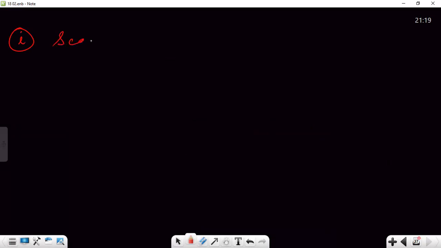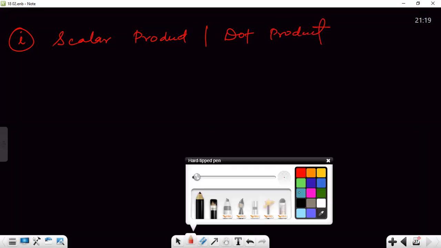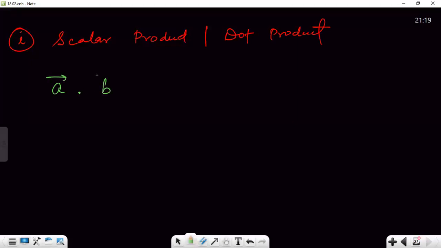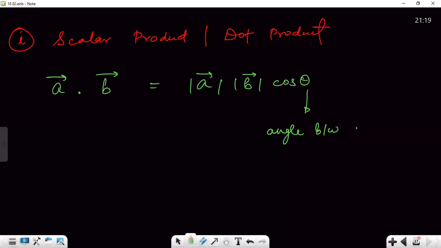First, let's discuss the scalar product or dot product. We call it the dot product because we represent it by writing a dot between these two vectors. It is simply given by the magnitude of a vector times the magnitude of b vector times cosine of theta. Theta is the angle between a vector and b vector.